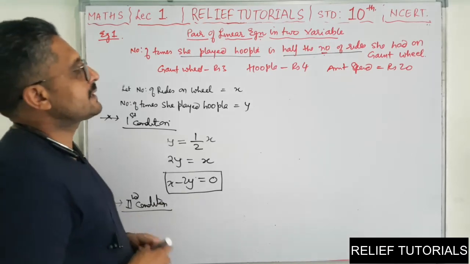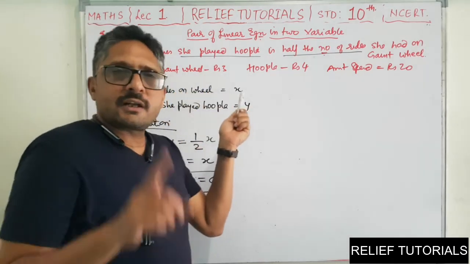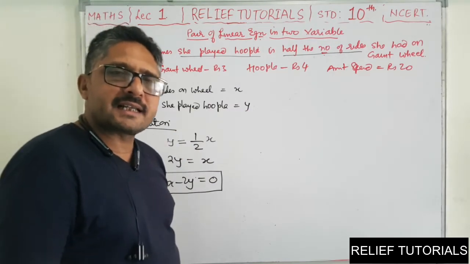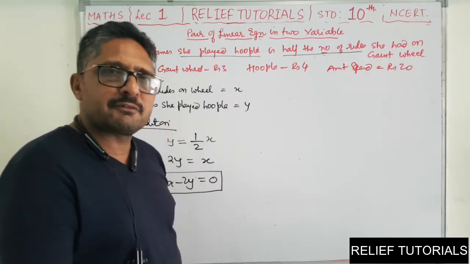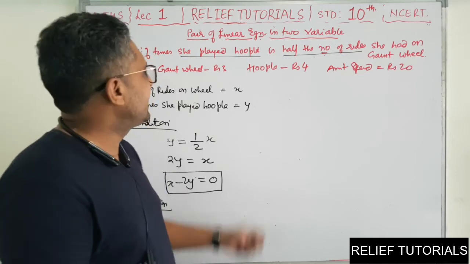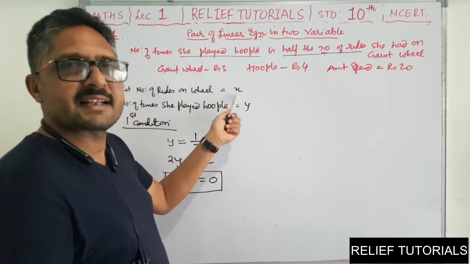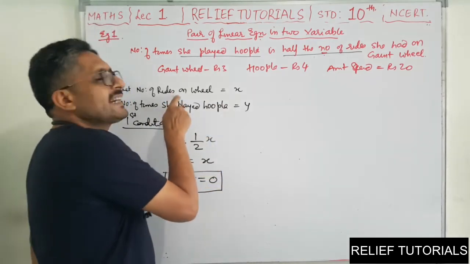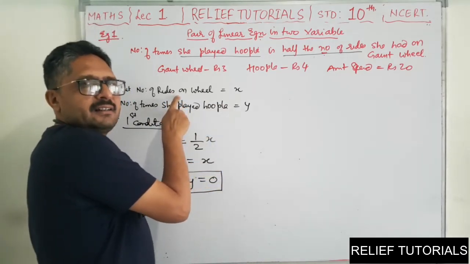What is the second condition? Cost of one giant wheel ride is 3. Two giant wheel rides will be 3 twos are 6. Three will be 3 threes are 9. Four will be 3 fours are 12. For x rides, 3x is the total amount spent on the giant wheel.